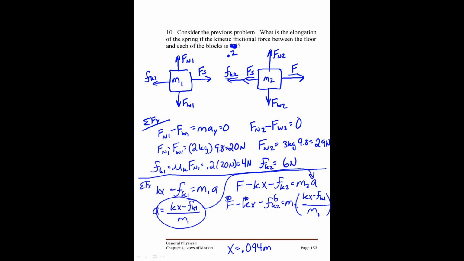0.094 meters. So you see with that addition of even just a little bit of kinetic frictional force, it causes the spring to elongate by a greater amount. Not by very much, but by a greater amount nonetheless. That's the end of Chapter 4 homework.